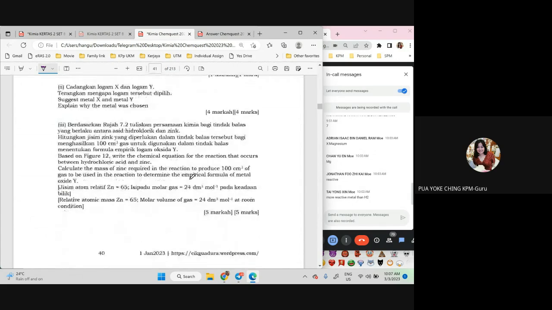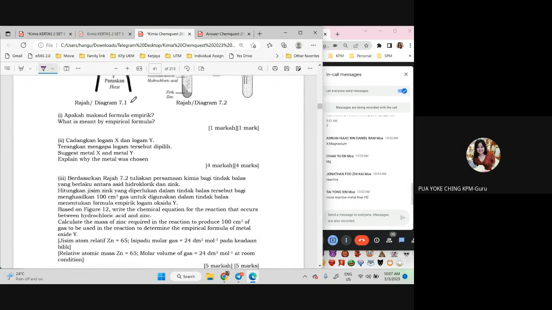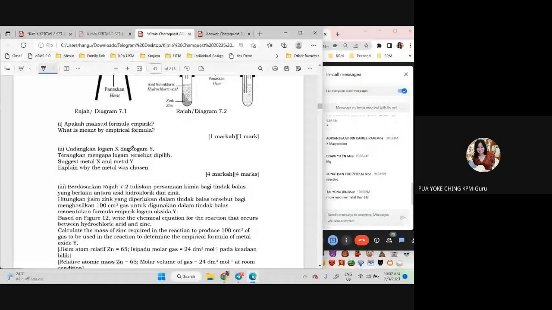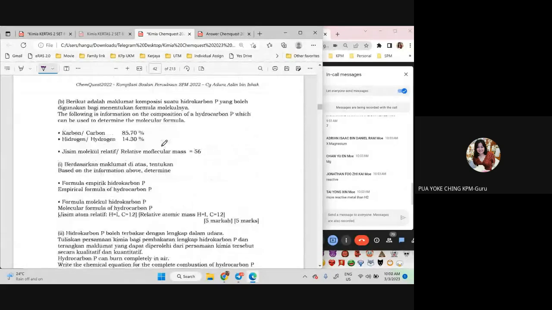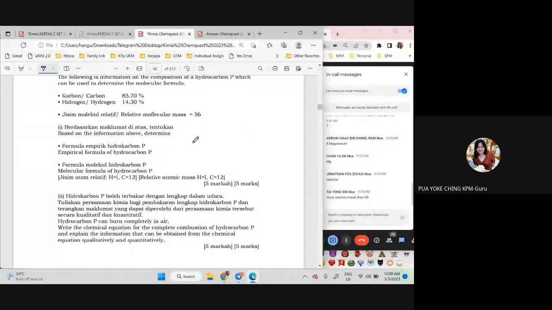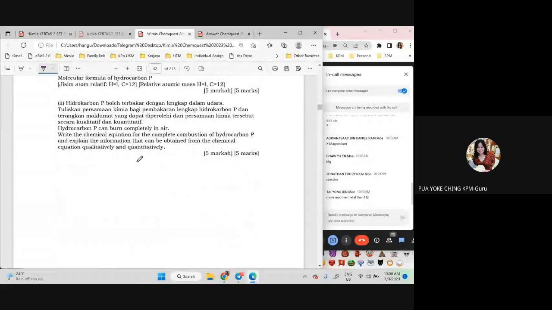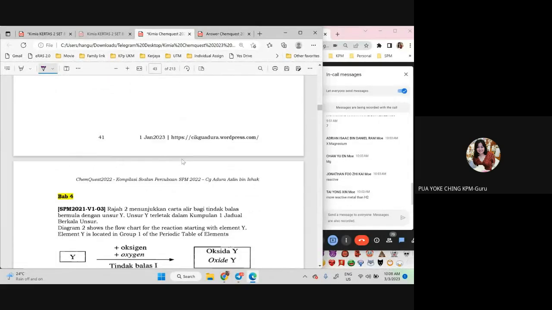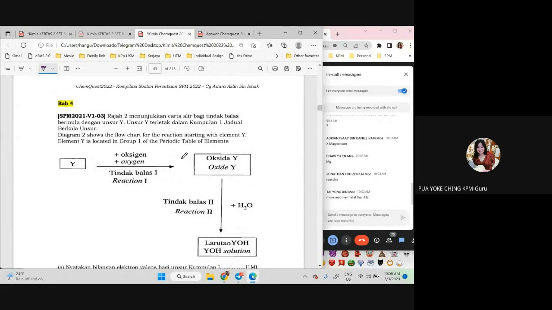So lebih kurang sama, just the calculation part is a lot of font. So suggest X, suggest Y, and explain. So jawapan sama dengan yang tadi. Just that this one is essay, you need to write on your own lah. And then calculate empirical formula. And then write chemical equation. Okay, so that one is chapter 3.